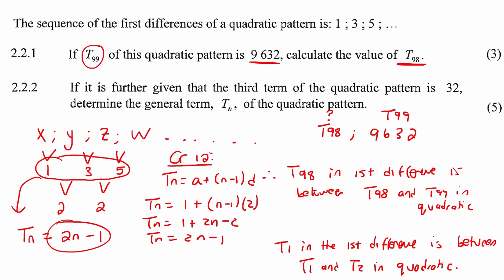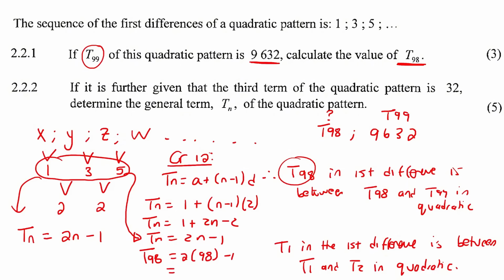Now, in that formula, which is for this first differences pattern, we want to find term 98. So term 98 would be 2 times 98 minus 1, and that's going to give us 195. Term 98 in the first differences is between term 98 and term 99 in the quadratic. So we know that that 195 would end up being over here.